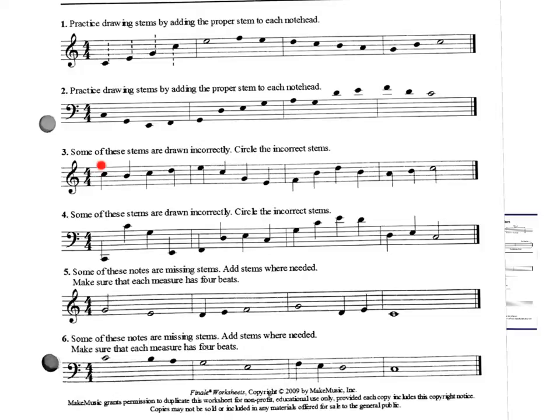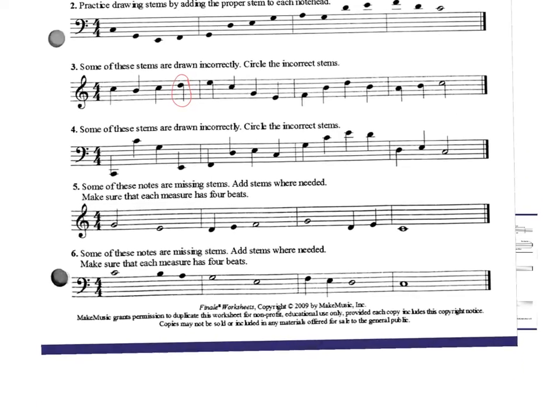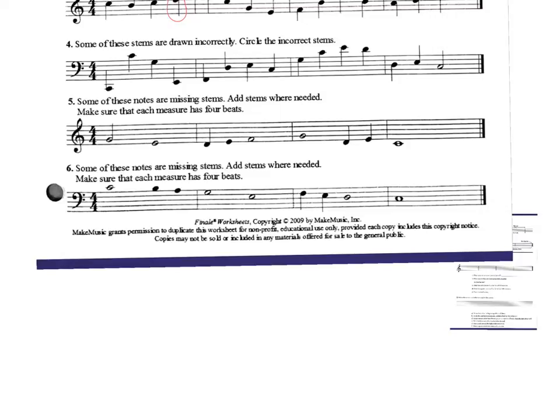So this first one is down to the left, that's correct. Up to the right, that's correct. Down to the left, that's correct. But now we have down to the right, that's incorrect. So I would circle that one, and you continue to look, okay? Number 4, same thing, circle the incorrect stems. Number 5, some notes are missing stems, add them. And the same thing for number 6.